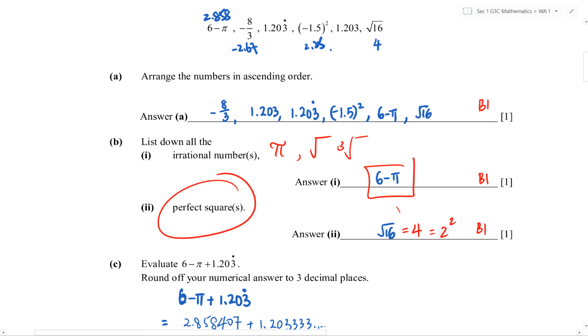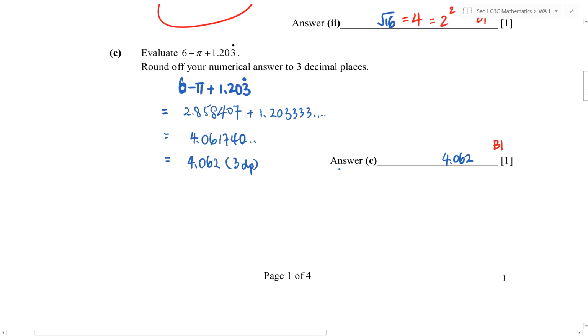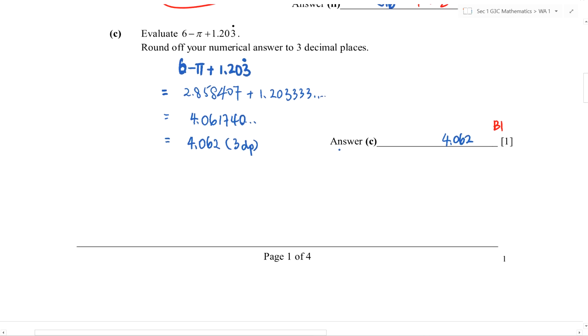Any questions so far? Learn from your mistakes. Use your green pen and write down your corrections. Now part C, evaluate. When we tell you to evaluate, take out your calculator, start pressing numbers.